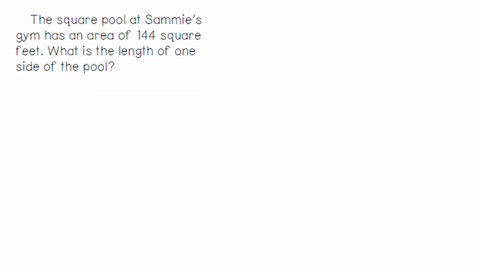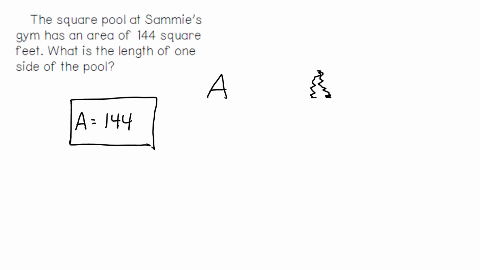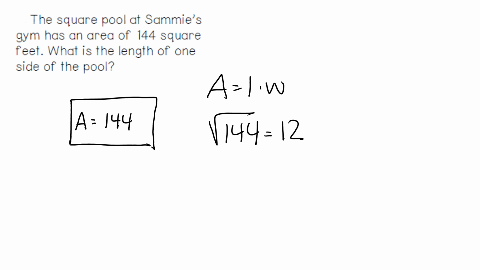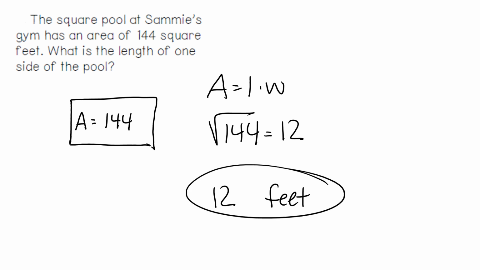The square pool at Sammie's gym has an area of 144 square feet. What is the length of one side of the pool? So in this case, the area is 144. We know area is length times width, so we want to know what to multiply by to get 144. So we work backwards. The square root of 144 is 12. So our answer is going to be 12 feet.